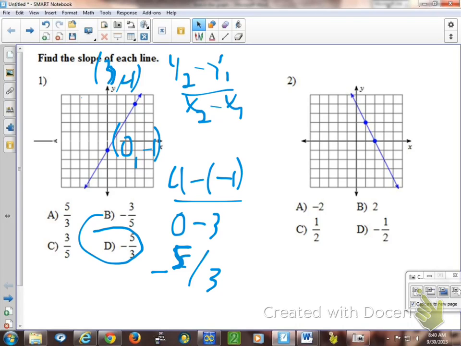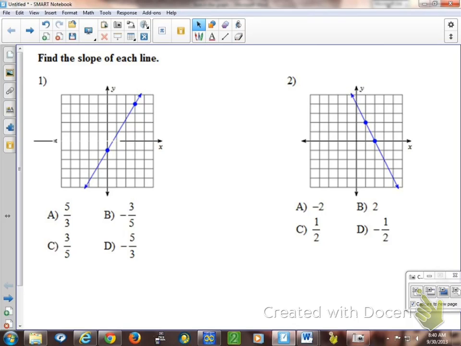If I use this y value first, then I have to use this x value first. But I used this y value first, and then this x value first, and that is wrong. You have to use them in the same order. So this should have been 3 minus 0 on the bottom, which would have given me positive 5 over positive 3, and therefore made it A. I'm going to pretend like I did that on purpose. You're welcome. Now you know. Questions on that? All right.